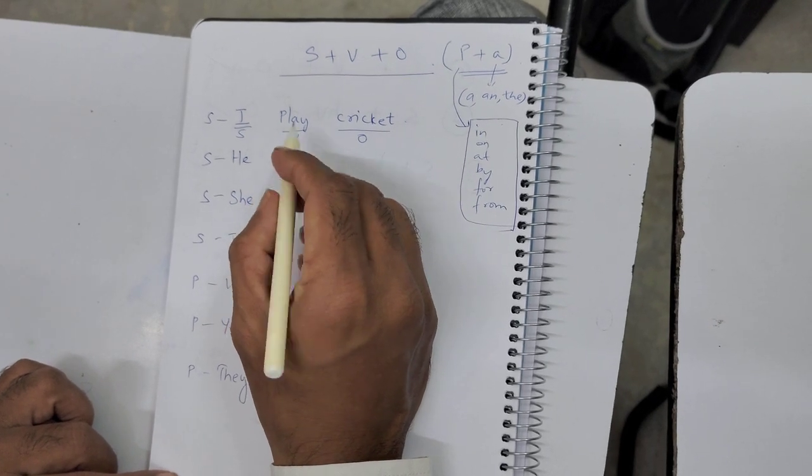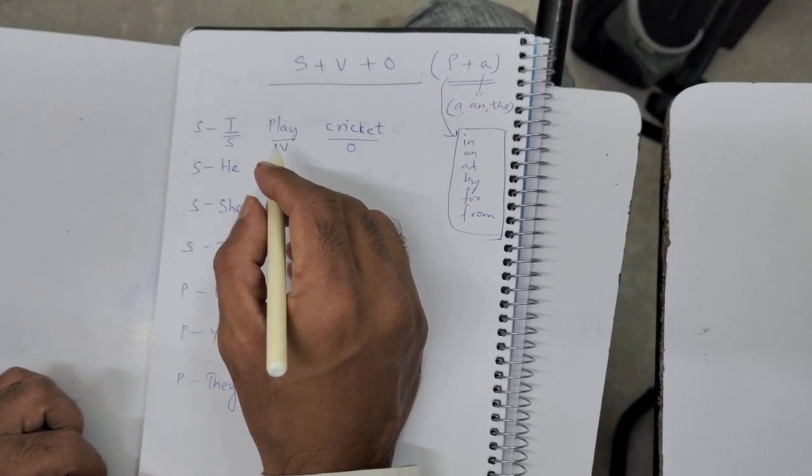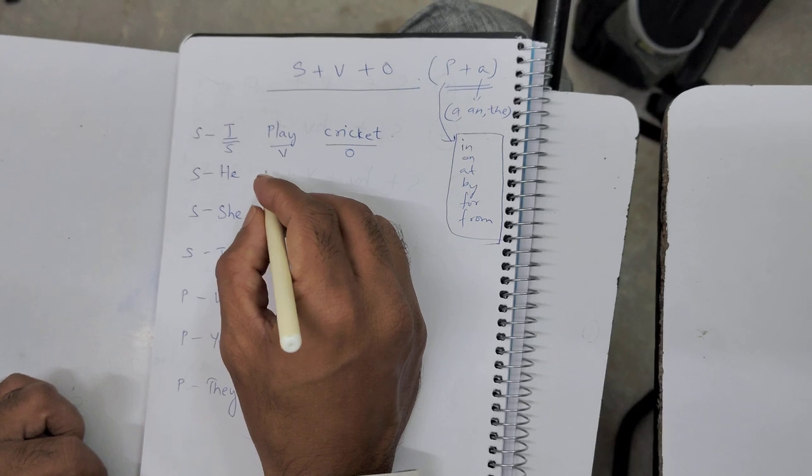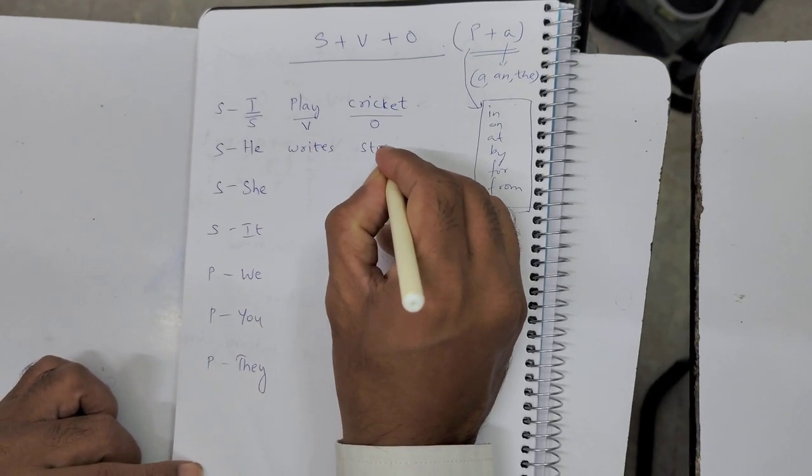Next, he. Yes, tell me one verb. He plays cricket. No, wait. He writes. Okay, he writes stories.